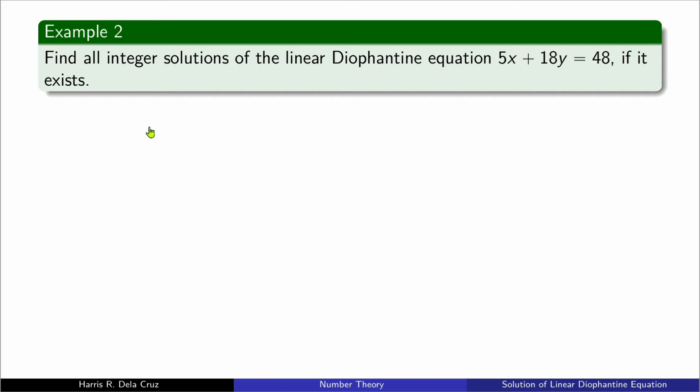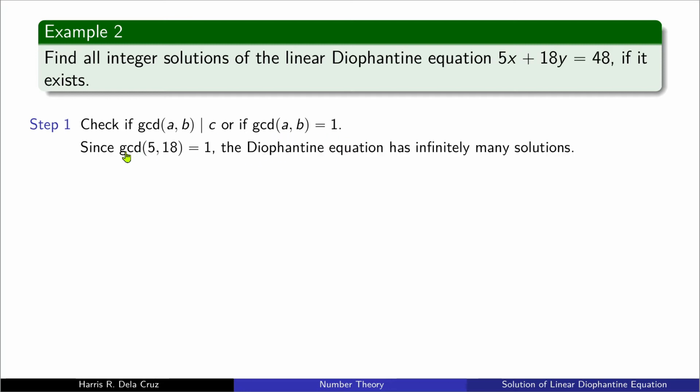Let's look at an example. Find all integer solutions of the linear Diophantine equation 5x plus 18y equals 48. We first need to check whether the GCD of a and b divides c, or if the GCD of a and b equals 1. Now, it is easy to see that the GCD of 5 and 18 is equal to 1. So, the Diophantine equation has infinitely many solutions.